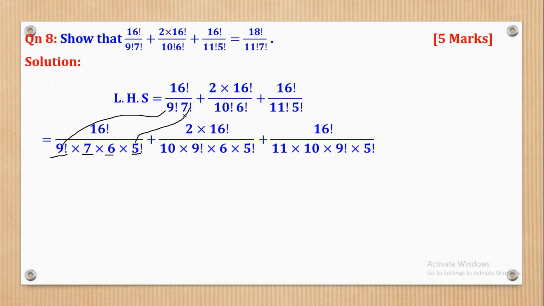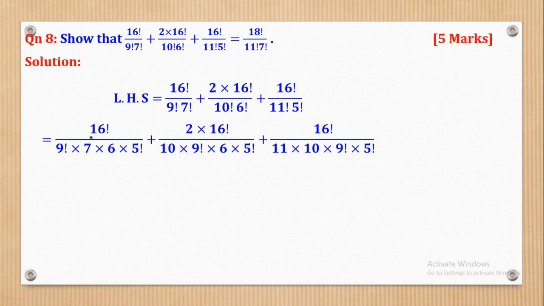So in that, you have expressed it in terms of 5 factorial. But this 10, you are going to tamper with it because we want it in terms of 9 factorial, so it will be 10 times 9 factorial. This 6, you are also going to tamper with it because we want it in terms of 5 factorial, so it will be 6 times 5 factorial. This 11, tamper with it, it will be 11 times 10 times 9 factorial. Now this one, we don't tamper with it because we want 5 factorial.